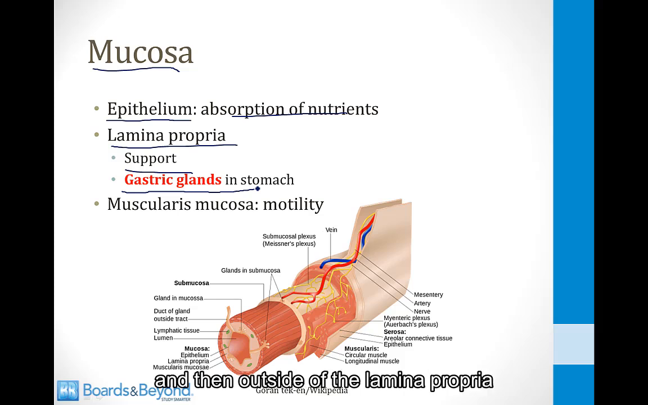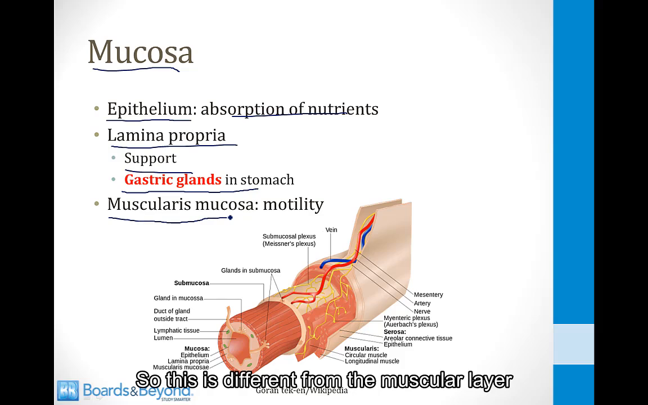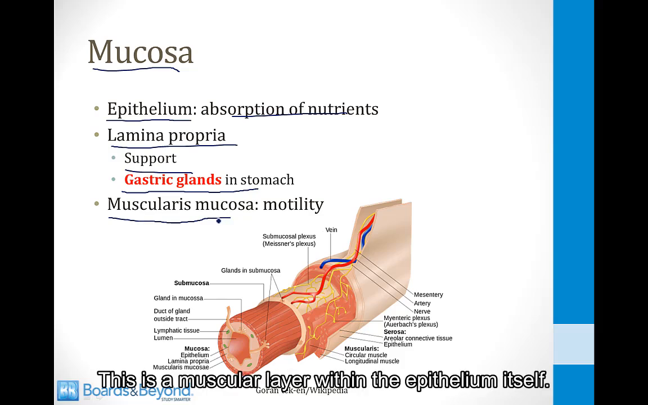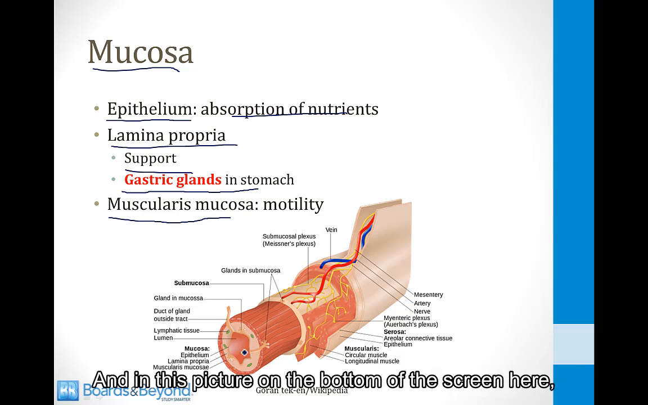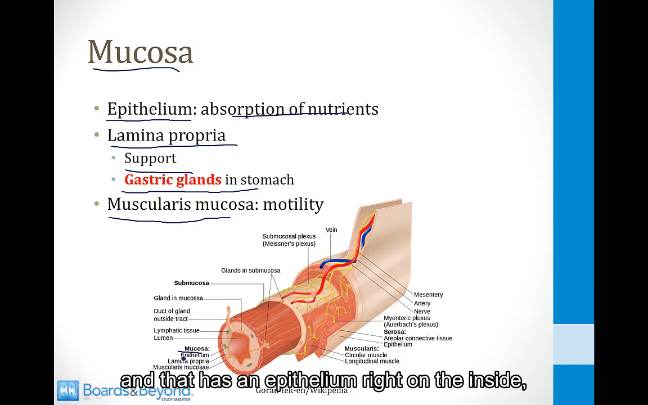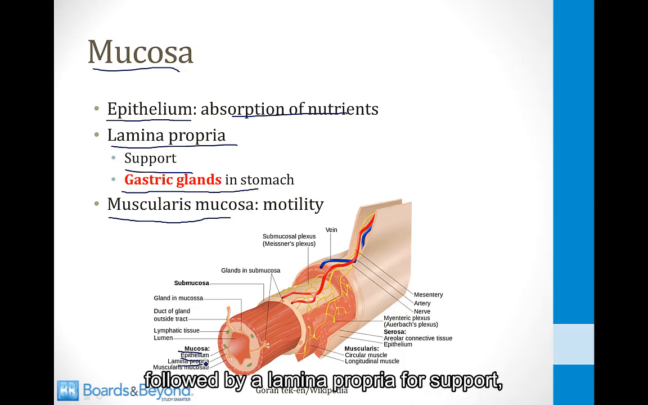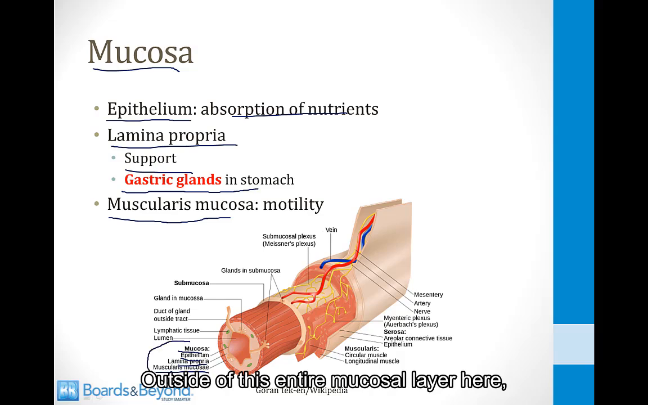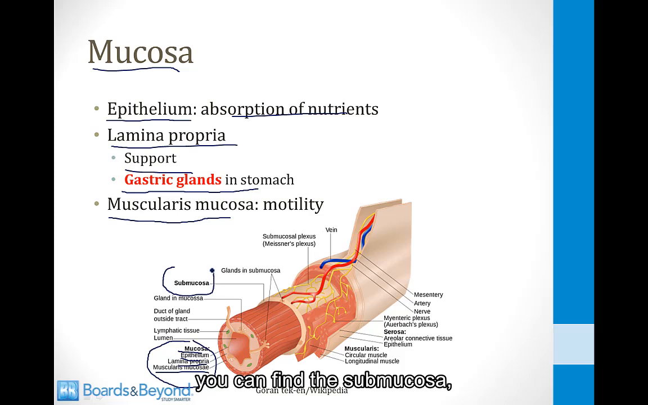And then outside of the lamina propria is a muscularis mucosa. So this is different from the muscular layer of the GI tract. This is a muscular layer within the epithelium itself. And in this picture on the bottom of the screen here, you can see the layers. Here we've got the mucosa, and that has an epithelium right on the inside, followed by a lamina propria for support, and then a muscularis mucosa. Outside of this entire mucosa layer here, you can find the submucosa, and outside of the submucosa, you can find the muscularis layer, followed by the serosa.